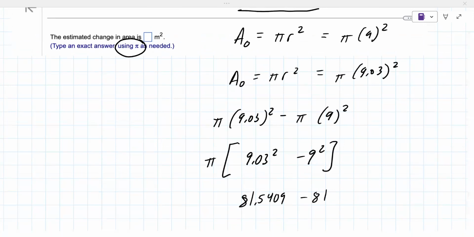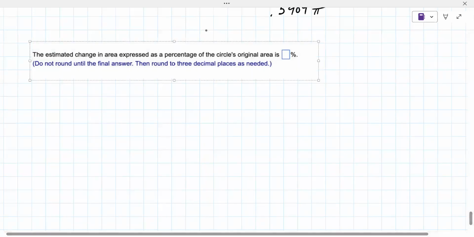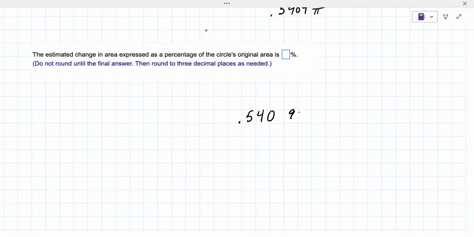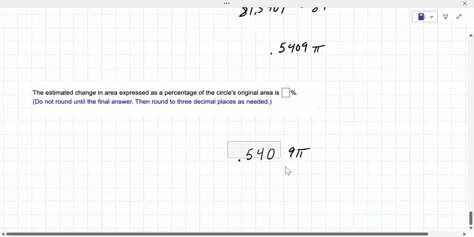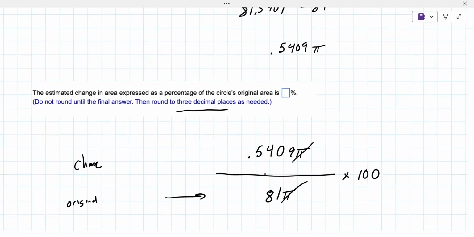Now for the next part, the percentage of the original area. This is a little wonky, but you take the change in area, which is 0.5409 pi. Get those numbers a little tighter together. And then you divide it by the original area, which was 81 pi. That's the original, that's the change. You notice the pi's cancel. That's good. Round to 3 decimal places. And because it's a percentage, you have to multiply your answer by 100.